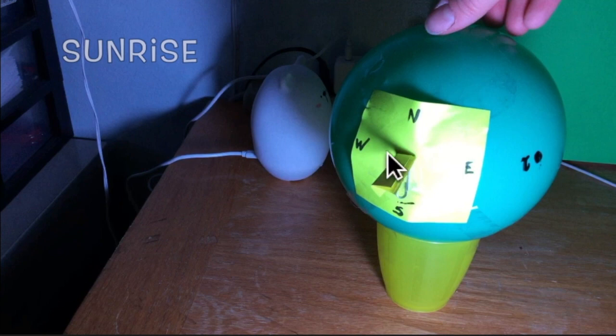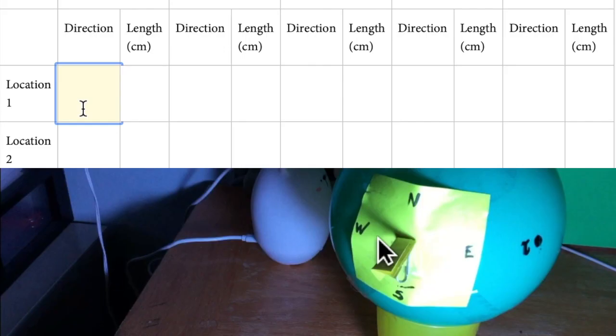This is the shadow that we are looking at. Look how long it is and the direction that it is pointing. Let's record the data from our observations. We can see that the shadow is pointing west. I measured these shadows off camera. This shadow was about 4 centimeters long.